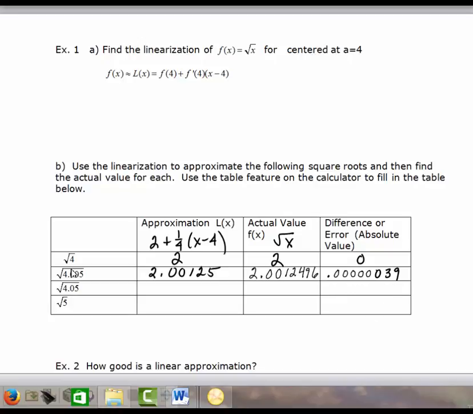So now the 4.005 is close to 4. And so let's do the same thing. Why don't you pause the video at this point, all right? And why don't you find the linearization at 4.05 using the tangent line approximation here, or the linearization, and also find the square root of 4.05 in your calculator, and do the same with the square root of 5, and just compare your error. And then start the video once you get those values.